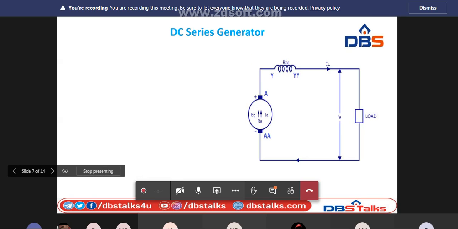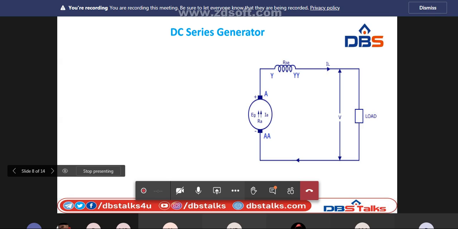Now go for the series generator. Look at the picture. Before, in the shunt generator, the field winding is connected across the armature, but here the field winding is connected in series with the armature. Such type of generator is called a DC series generator, right? A field winding is connected in series with the DC generator armature. So such type of generator is called a DC series generator.